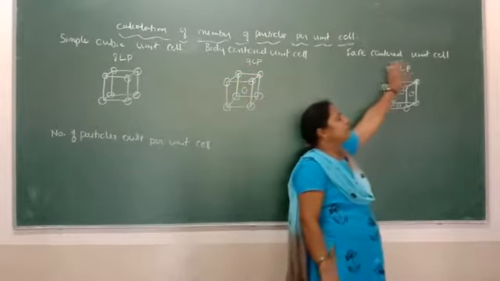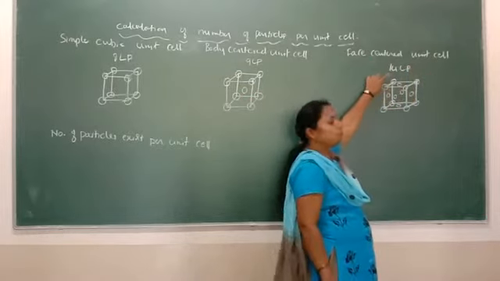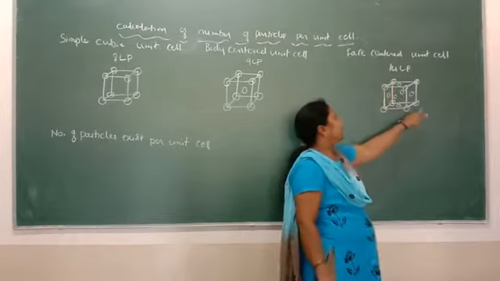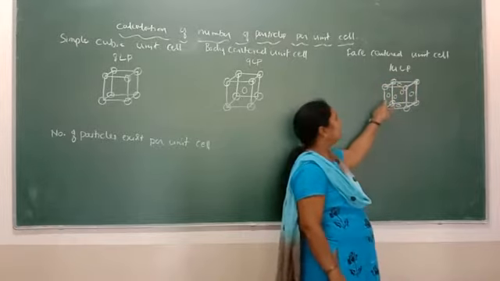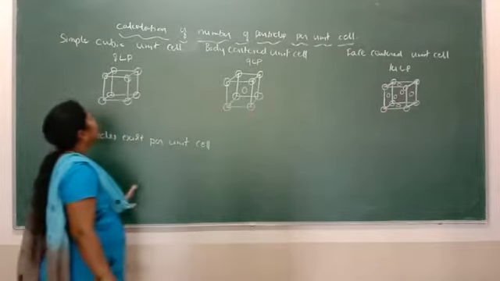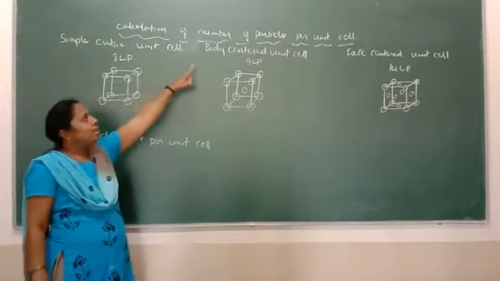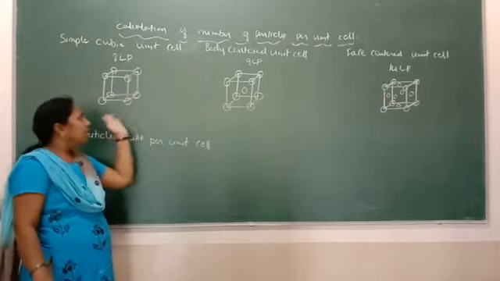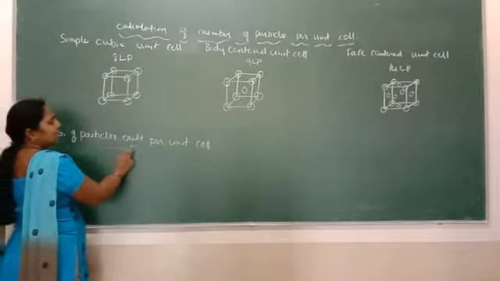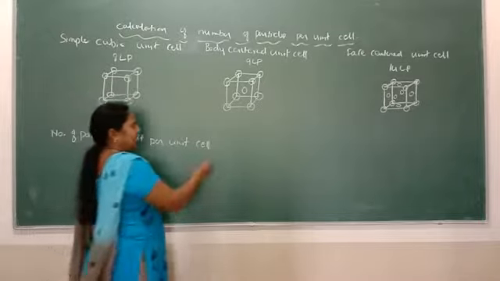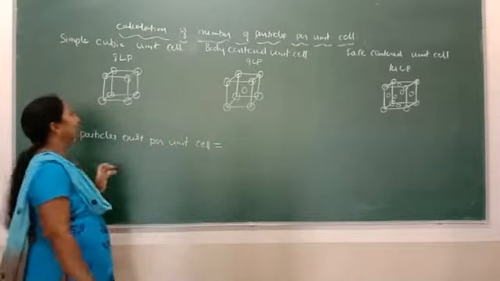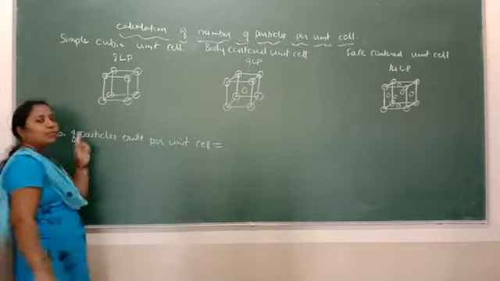In case of face-centered cubic unit cell, there is a presence of 14 lattice points. Among 14 lattice points, there is a presence of 8 lattice points at the corners and 6 lattice points at the center of each face. Now, we will calculate the number of particles existing per unit cell in all the 3 cases. Okay, so the number of particles existing per unit cell can be calculated by using a formula. So before going to the formula, we will go through one of the corner particles.